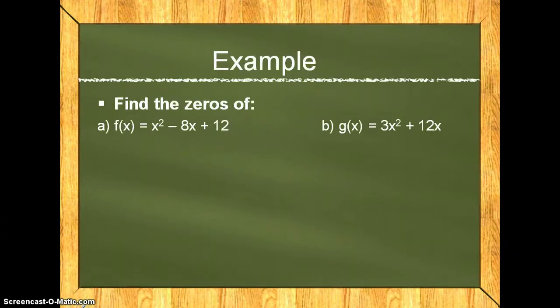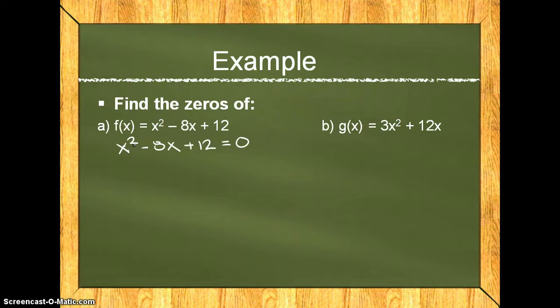So it says find the zeros of f of x is equal to x squared minus 8x plus 12, and then g of x is equal to 3x squared plus 12x. The first thing that you need to do is to set f of x equal to 0. Therefore, you're going to end up with x squared minus 8x plus 12 is equal to 0.